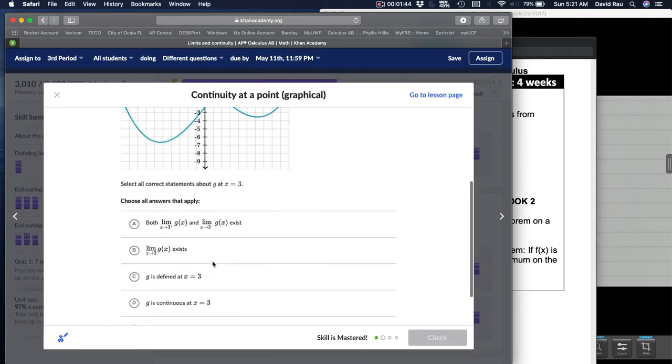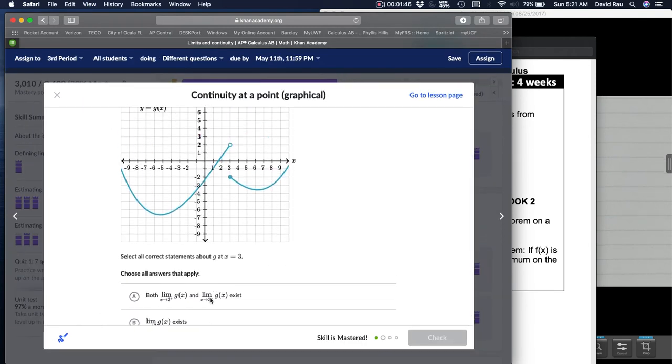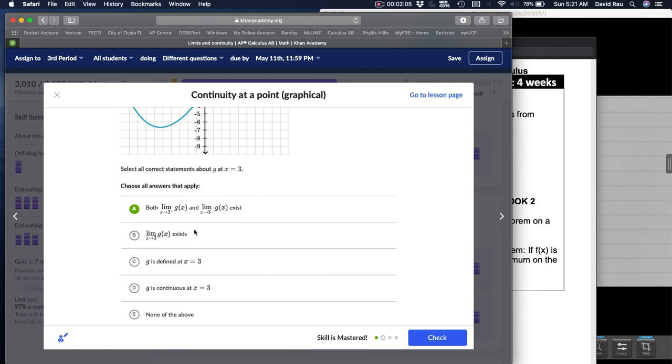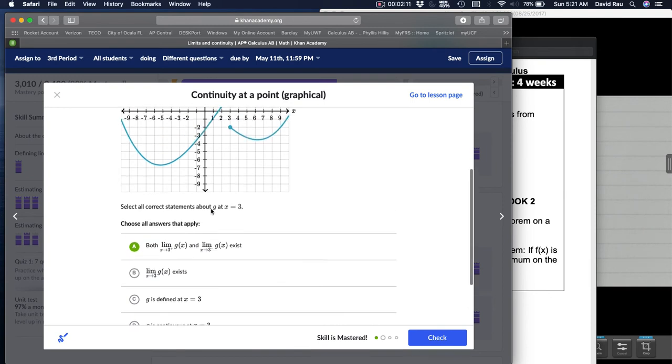So, can we find the side limits of this graph? Does 3 from the right exist? Yes, it's -2. As you approach 3 from the right, you would go to -2. Does 3 from the left exist? Yes, it's +2. So this box gets checked off. In other words, there are 4 conditions for continuity. They all have to be true in order to be continuous. So far we have this one that is true.